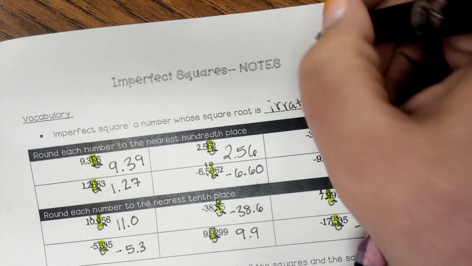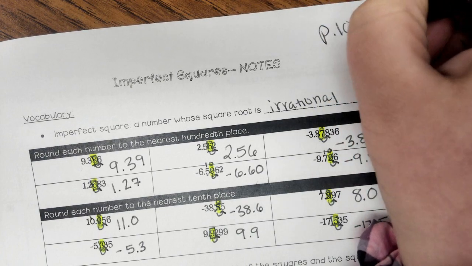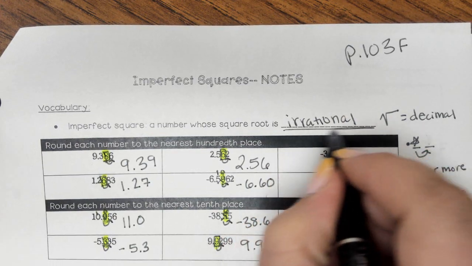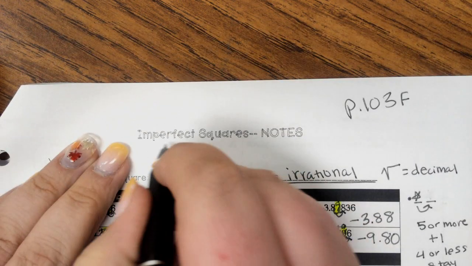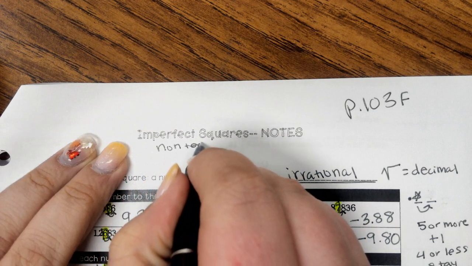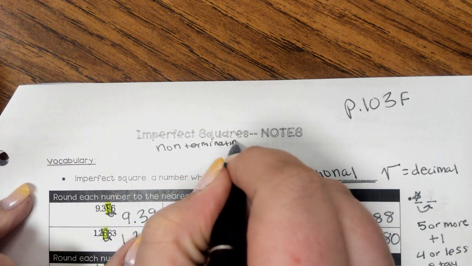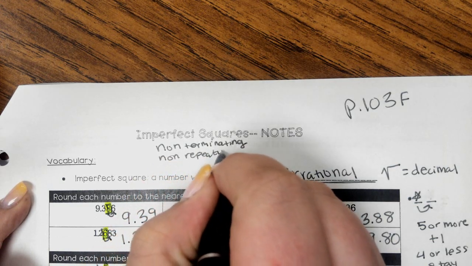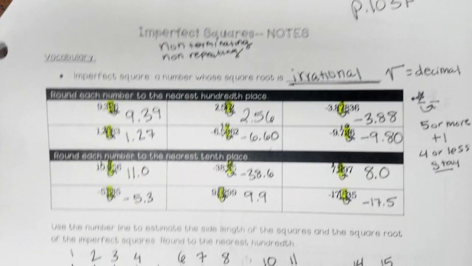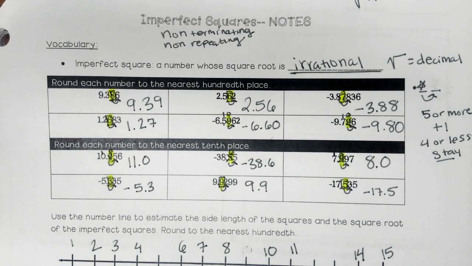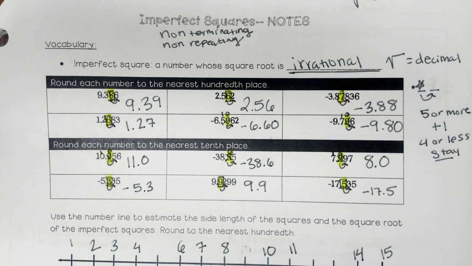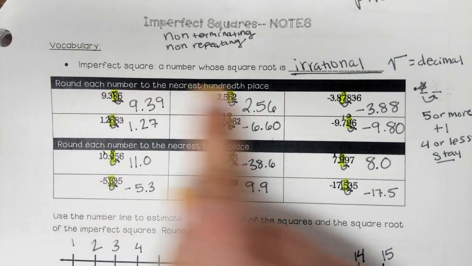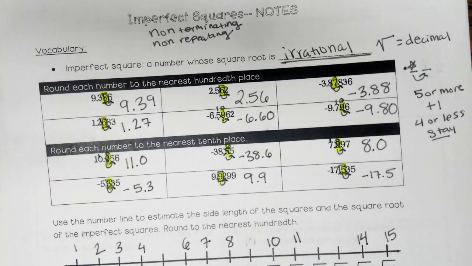This was page 103 on the front for your binder. Imperfect squares, remember, are irrational, which just means that they are non-terminating and non-repeating. You guys usually do pretty good with imperfect squares. I think your biggest problem on today's assignment will be rounding, so please refer back to this before you make your final answers.